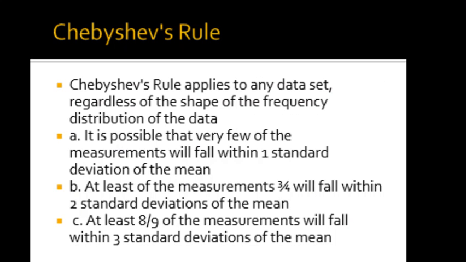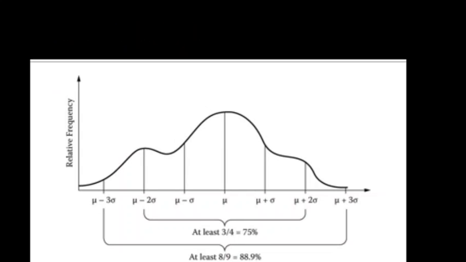Okay, next rule is Chebyshev's rule. This applies to any data set regardless of the shape, so it's more conservative. What it says is it is possible that very few of the measurements will fall within 1 standard deviation, but when you get to 2 standard deviations, then at least 3/4 of the measurements will fall within those two values, and at least 8/9 of the measurements will fall within 3 standard deviations of the mean.